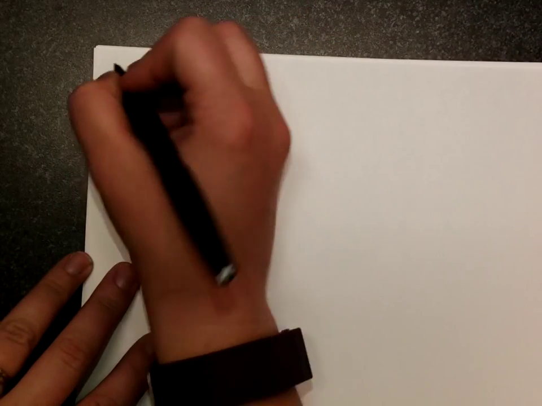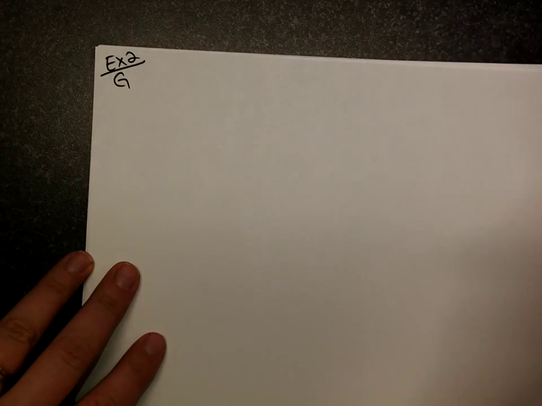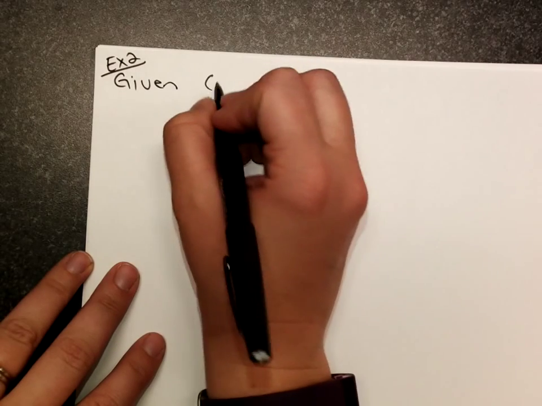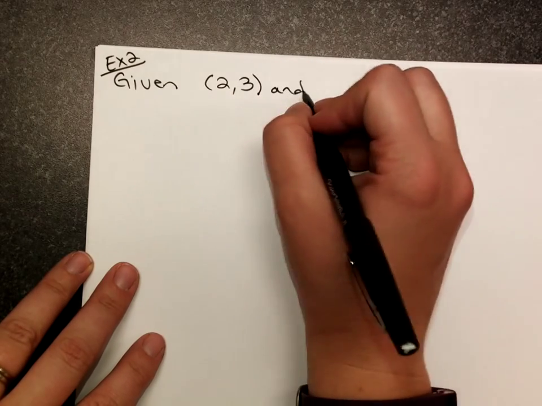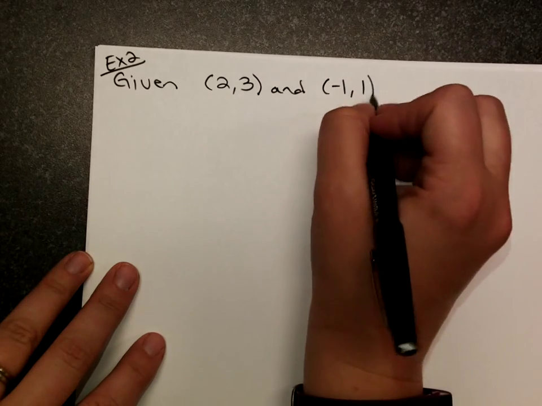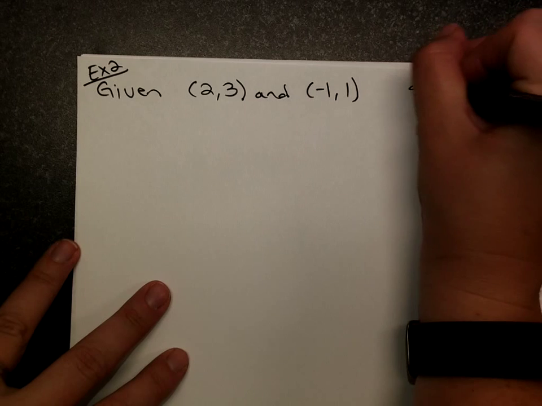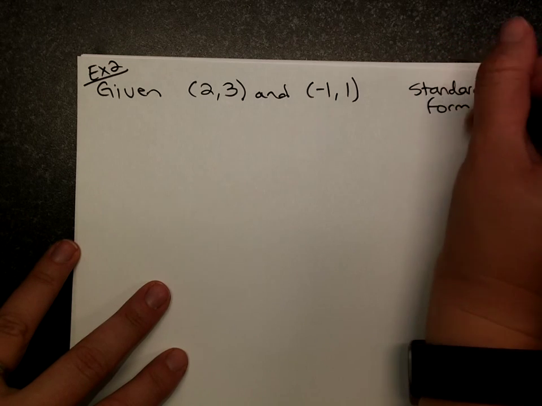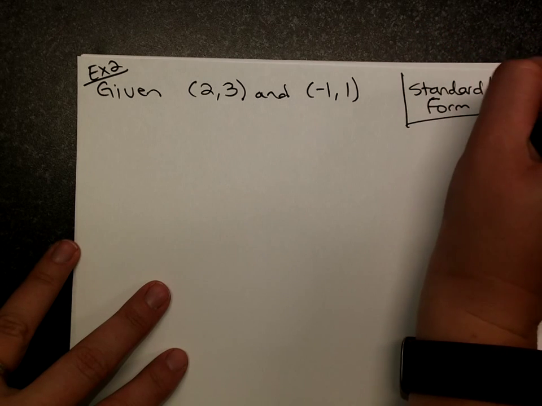Let's see. Given 2 points, so this is example 2. Did I call the other one example 1? Yes, example 2. So given 2, 3, and negative 1, positive 1. That's all they give us. We want our final answer to be in standard form, which is no big deal. We'll work it out, and then we'll just make sure we rearrange it into standard form when we're done.